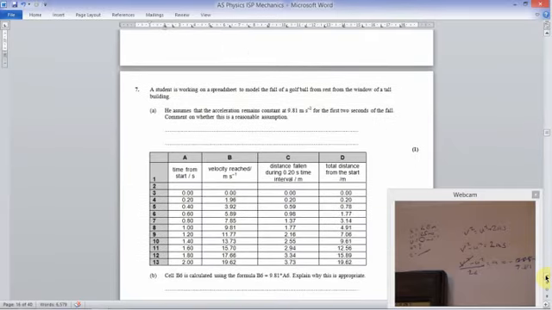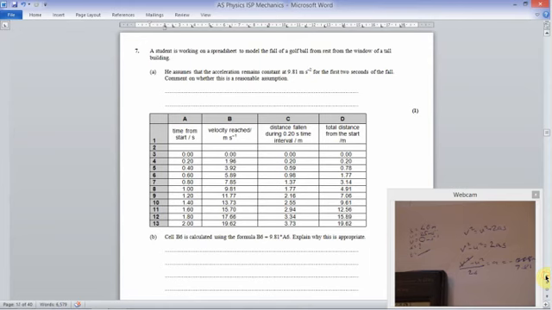Okay, a student is working on a spreadsheet to model a fall of a golf ball from rest from the window of a tall building. He assumes the acceleration remains constant at minus 9.81 meters per second squared for the first 2 seconds of fall. Comment on whether this is a reasonable assumption. Yes, because it won't have reached terminal velocity. It won't have had long enough to reach terminal velocity, which is when the acceleration would have changed to 0.